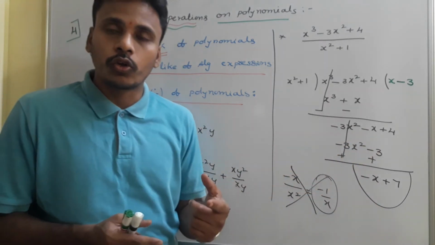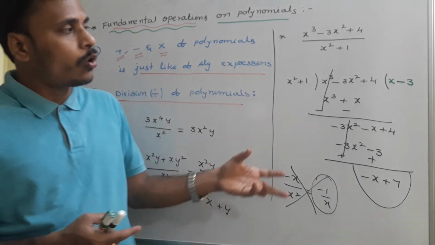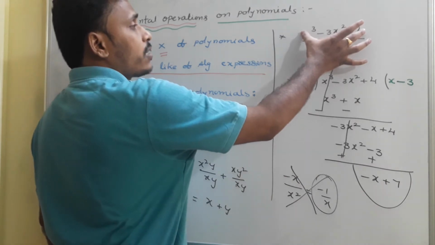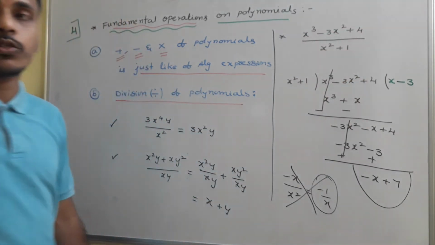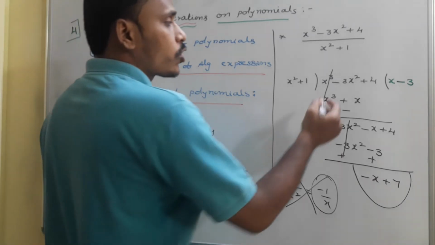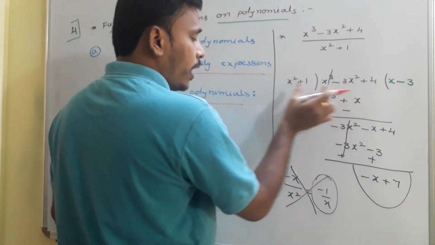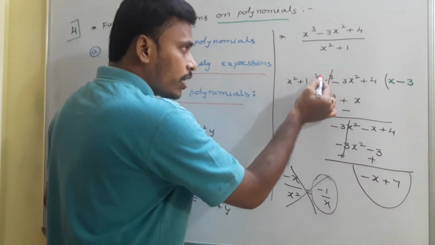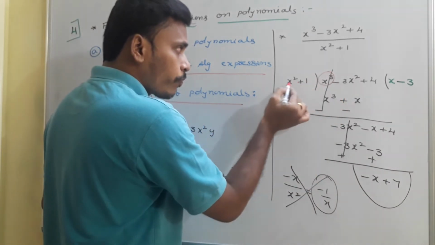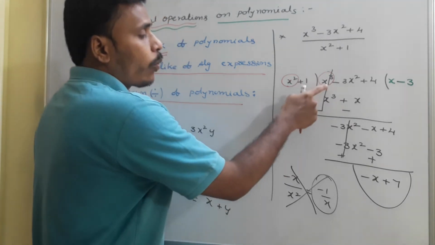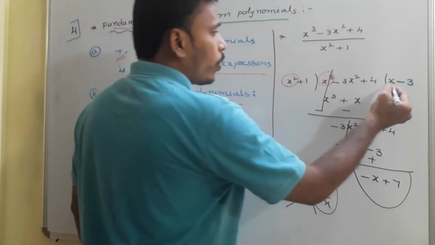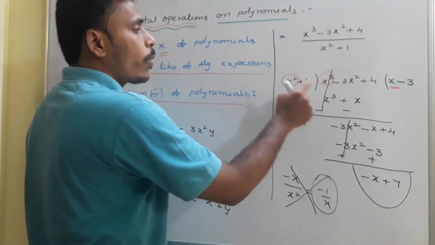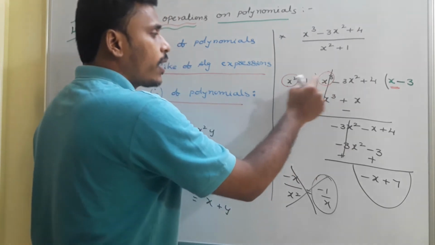Before going to conclude, once again you just follow the way of division. We need to divide this x cube minus 3x square plus 4 with this x square plus 1. So you just write that x cube minus 3x square plus 4 here, divide with this x square plus 1. As a part of division, you just think about this first term x cube and this first term x square. Divide this x cube with x square, you will get x. Write that x here. And then multiply x into x square is x cube, x into 1 is x.